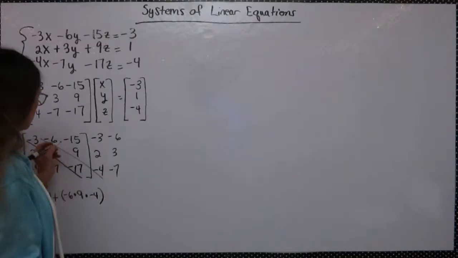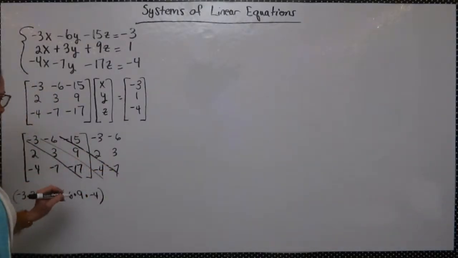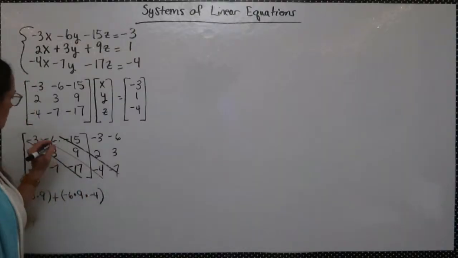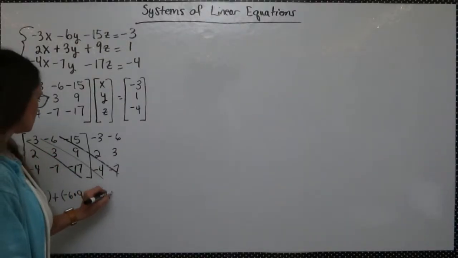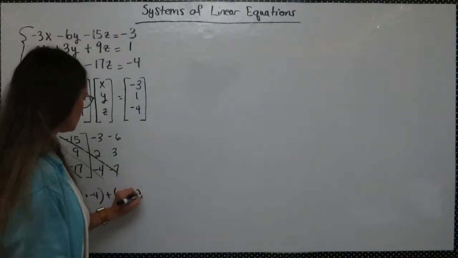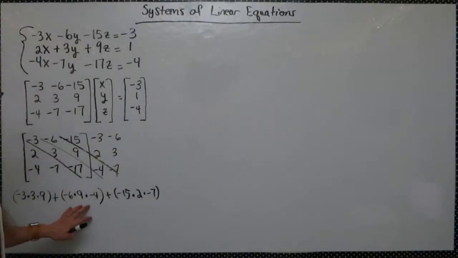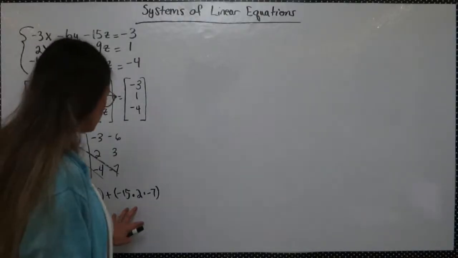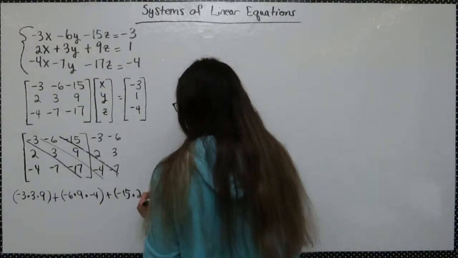And if this goes smoothly today, what I'm going to do is I'm going to attempt a 4 by 4 next. So we'll see how that goes. So that's plus -15 times 2 times -7. And what we're doing here is we're just using the parentheses to keep track of the order of operations, just to make sure that the math is neat and clean and pretty.